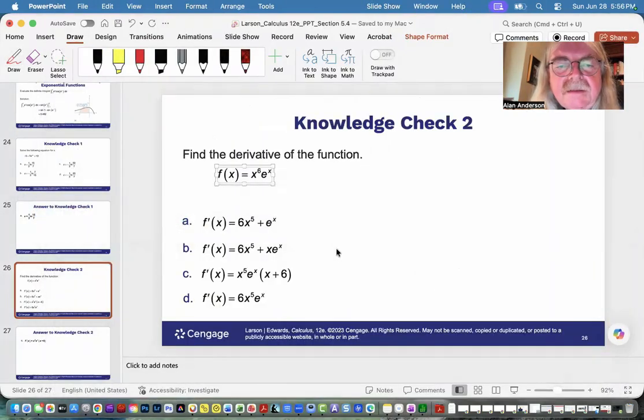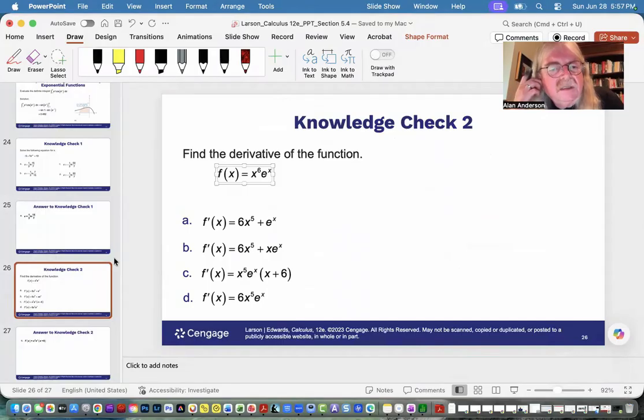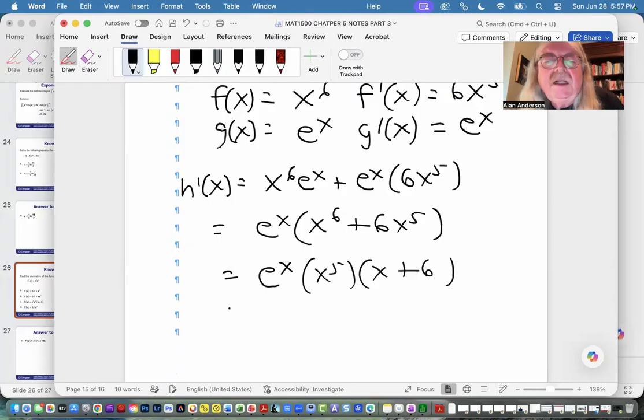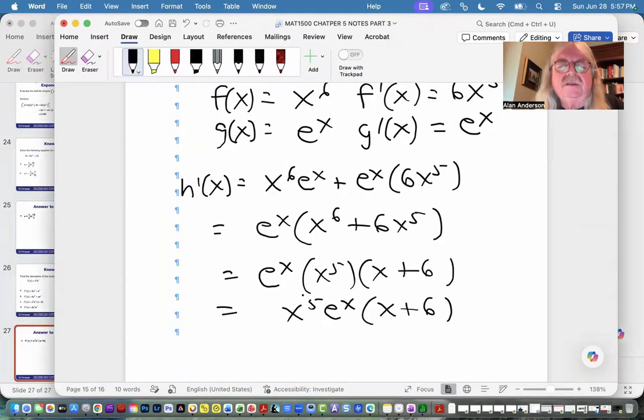oh, it looks like they just left it like this. Or, oh no, it must be C because see what they did was they factored out. Yeah. So in other words, here's what they did. They factored out x to the fifth and then rewrote it as x to the fifth e to the x times x plus 6. And that makes it C. Okay. Beautiful.